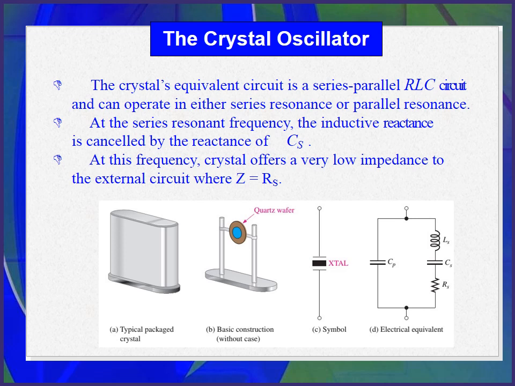As you can see, the crystal equivalent circuit is a series-parallel RLC circuit and can operate in either series resonant or parallel resonant mode. At the series resonant frequency, the inductive reactance is cancelled by the reactance of CS. The remaining series resistance determines the impedance of the crystal. Parallel resonance occurs when the inductive reactance and the reactance of the parallel capacitance are equal. The great advantage of the crystal is that it exhibits a very high Q.